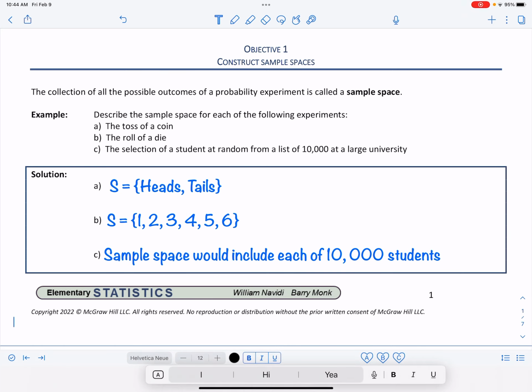Because what becomes important when you start finding probability is the number of outcomes. And so I could look at the sample space and know for A, there are 2 outcomes. For B, there are 6 total outcomes. And for C, there are 10,000 possible outcomes.